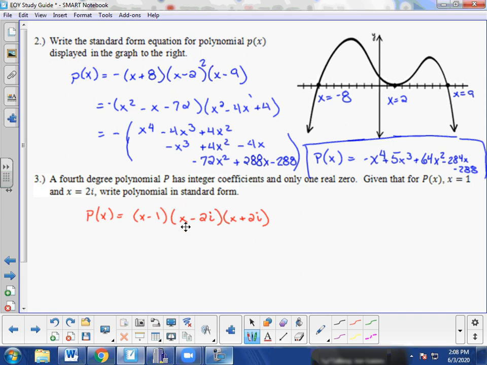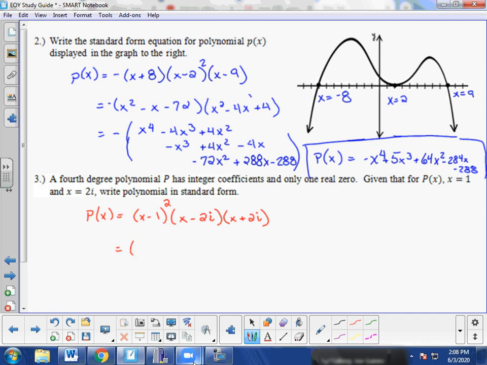To make this degree 4, I can square one of the terms. Well, I know that I can't square an imaginary term here because then this would give us a polynomial that does not have any solutions. So I'm going to need to square the first term. So now I have a fourth degree polynomial with one real zero, that would be x equals 1, and x equals 2i, and x equals negative 2i.